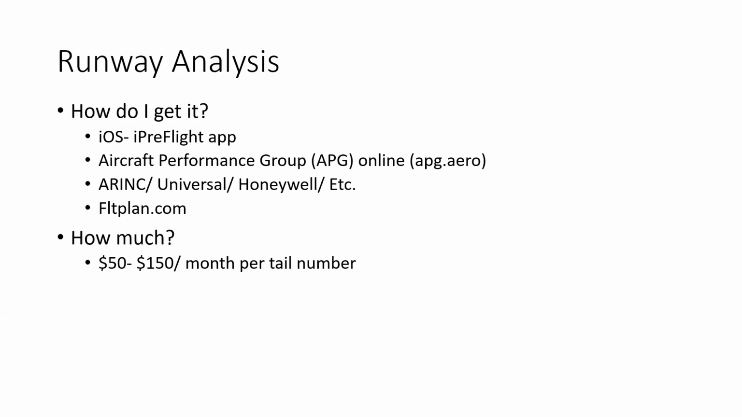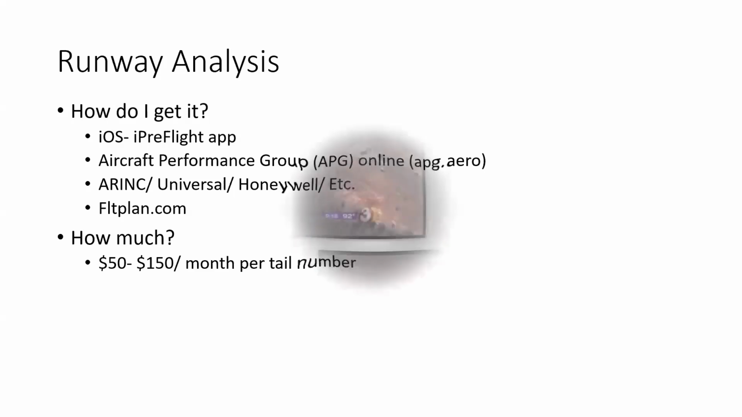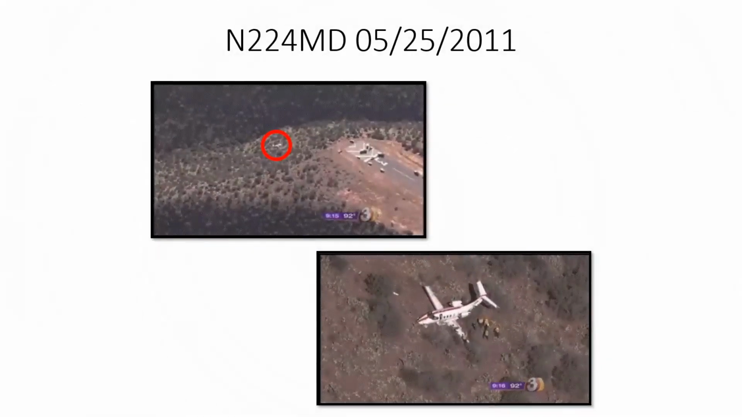How much? Numbers I've heard anywhere from $50 to $150 per month per tail, depends on exactly how you sign up, what your primary portal is. The iPreflight app tends to be at the higher end of that range, $100 to $150 a month per aircraft number. So let's look at a particular incident.